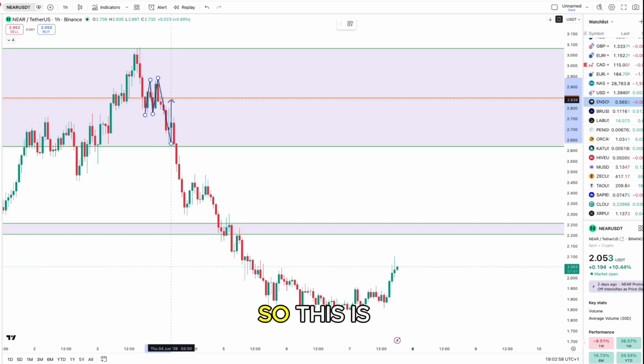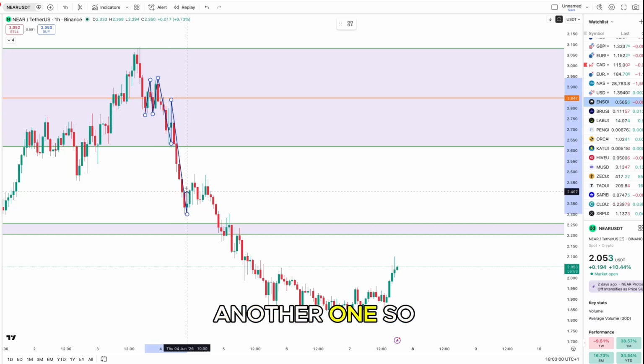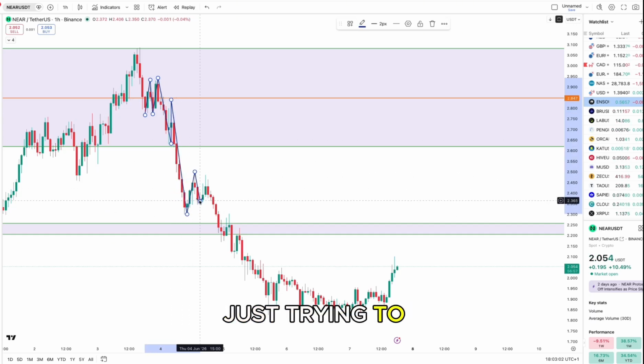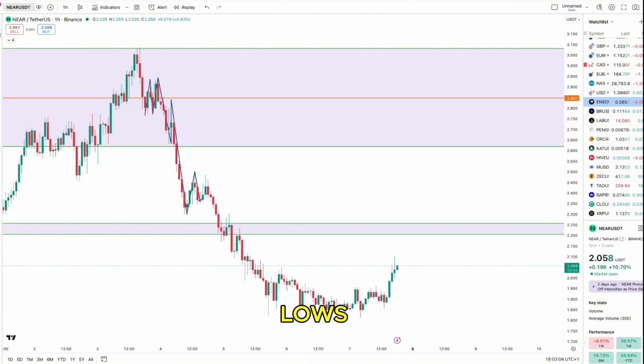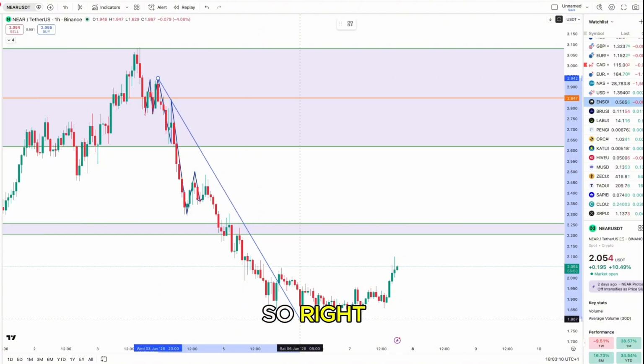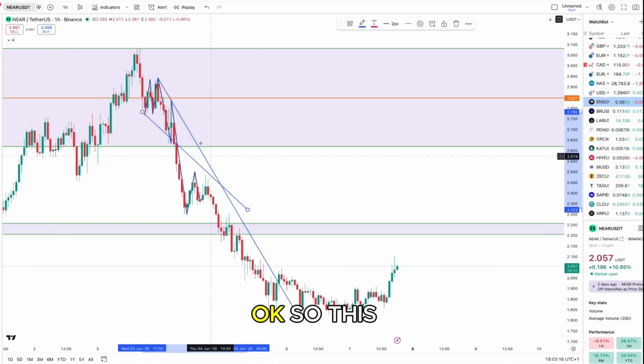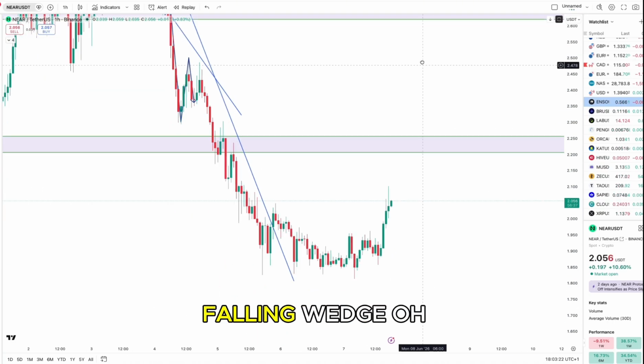This is the next swing, so this is another one. So a chart pattern is just trying to connect the swing lows just as the market is. So this is the swing high, so right, okay. So this is a chart pattern. This is a falling wedge.